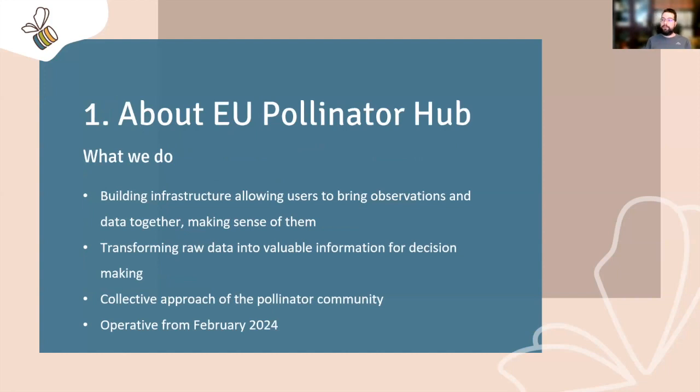Okay, so what do we do? With this project, we're basically building the infrastructure, so the software, that allows users to bring observations and data in general related to pollinators and making sense of them. It will be possible to transform raw data into valuable information for decision making. The idea is to have a collective approach in the pollinator community. More on this later. And the platform is currently still in beta stage, basically in development until February 2024. So the end of development is nearing close.